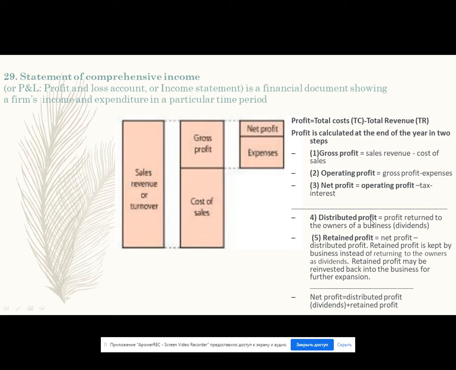And part of the profit which was not paid to shareholders as dividends, but which was kept by the company to use in the future to reinvest into future growth of the company is called retained profit. So, as you can see, there are different types of profit: gross profit, operating profit, net profit, distributed profit, retained profit. And we need at least some of these types of profit for a statement of comprehensive income.